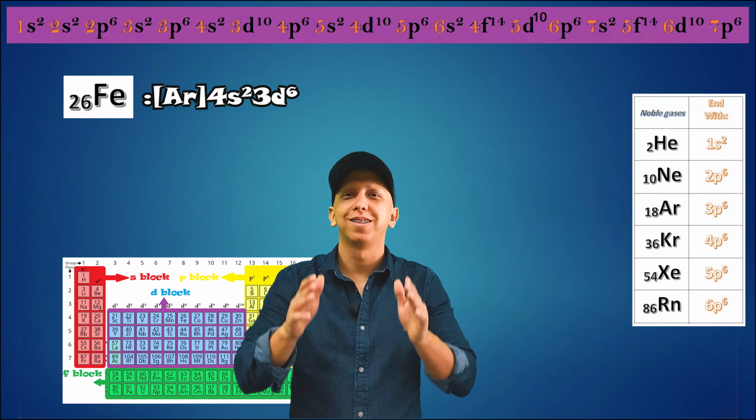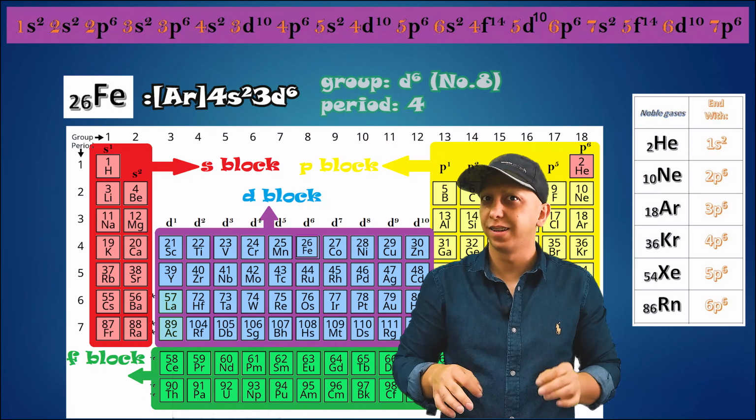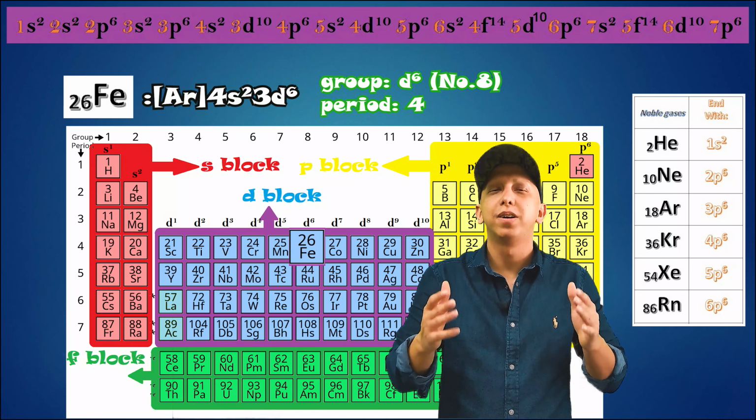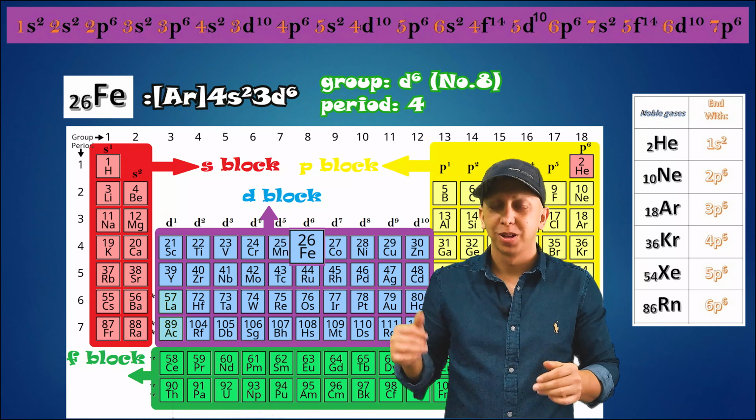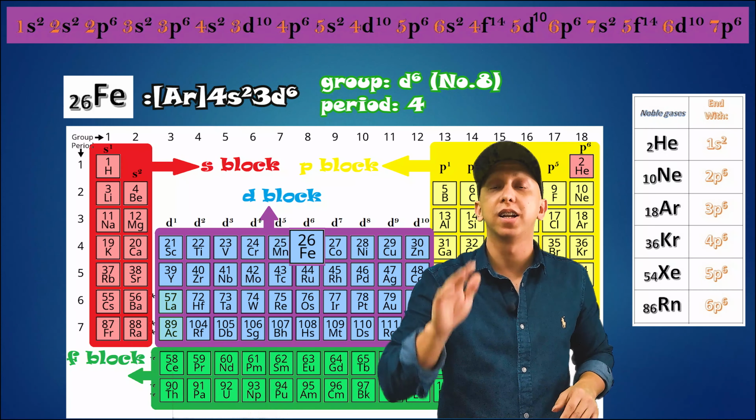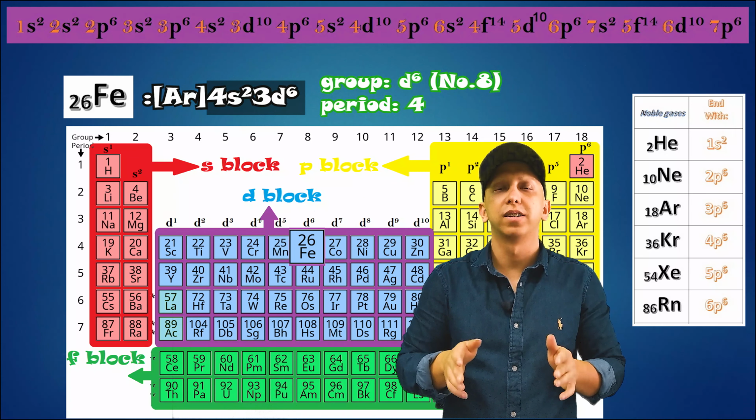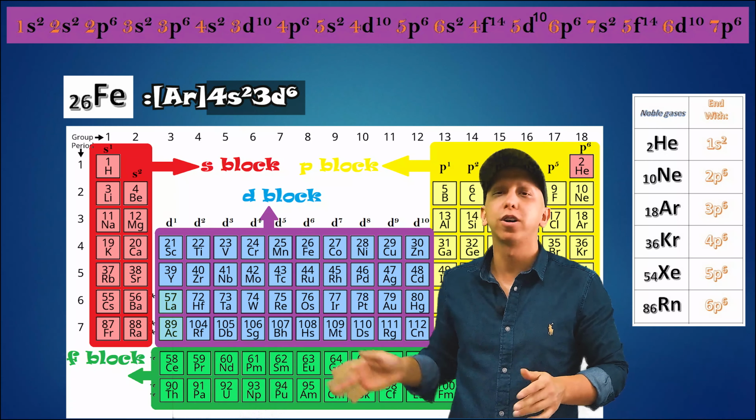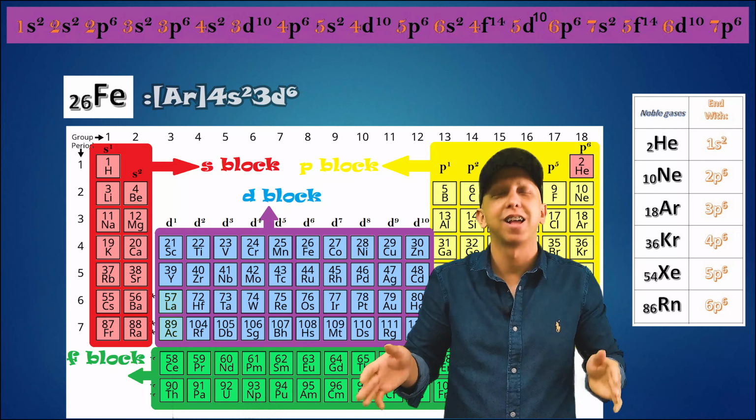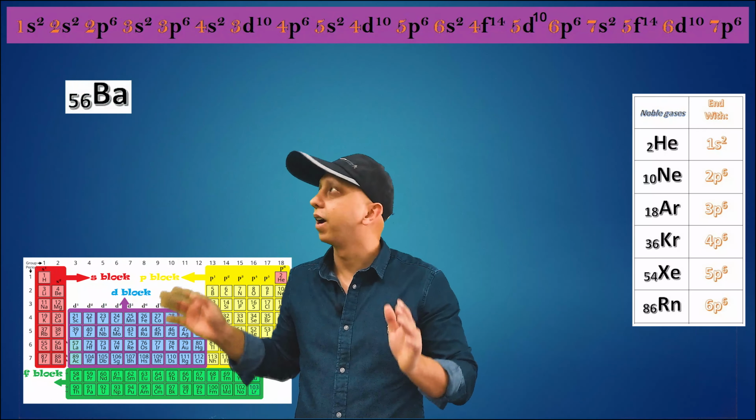Yes, as you know, it is in the D block because it ends up with d, and in the d6 group. And the number of its period is 4, because as I said, the period number is the biggest shell number in the electron configuration. And as you see, the biggest number in the iron electron configuration is 4 before s2. It's done too.